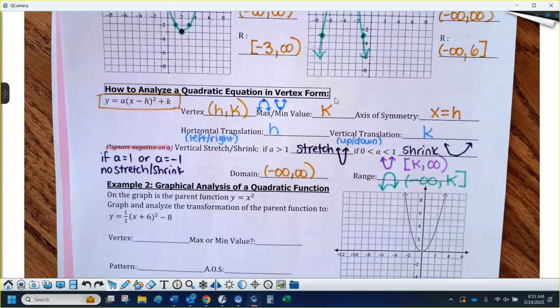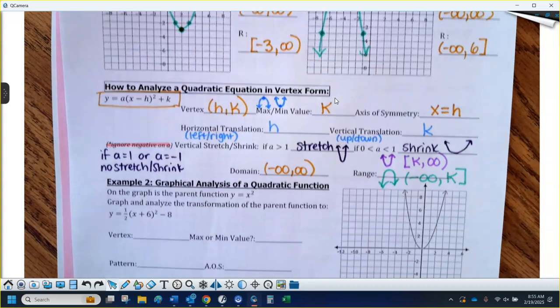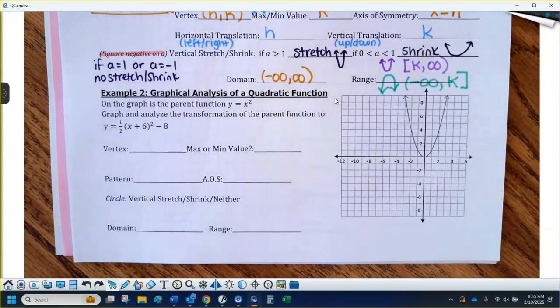So it does depend on which way the graph turns, but domain is always negative infinity to infinity. Range should involve the y-coordinate of the vertex. If it goes up, y-coordinate of vertex to infinity. If it turns upside down, negative infinity, and it stops at the y-coordinate of that vertex. Okay, so let's go through here and see if we can graph this. I have just y equals x squared on the graph so you can see the comparison for all the transformations we're going to do.